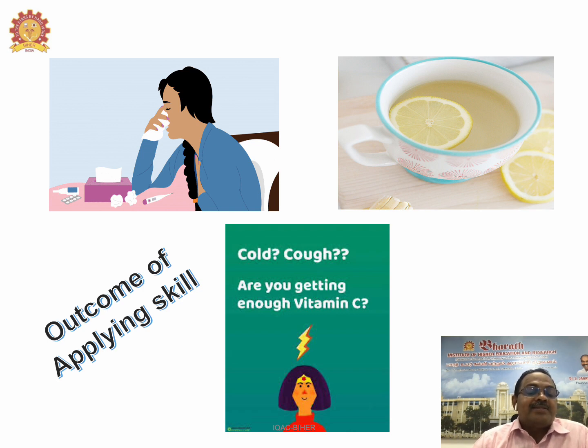The applying level is, we have a situation where cold or cough is present. We need to get vitamin C. So how is it possible? If anybody is interpreting the data which is already available in their source, for example, that the lemon has rich vitamin C. So we already remember and understand that lemon is available. For the cold and cough, if we prepare something with the help of lemon fruits, then it is an applying skill.